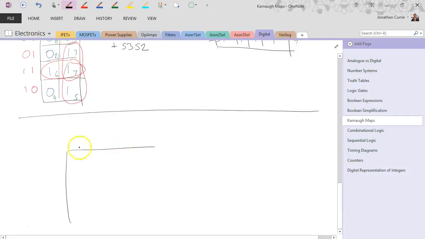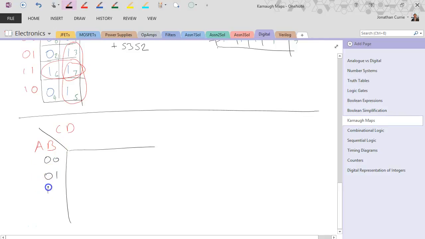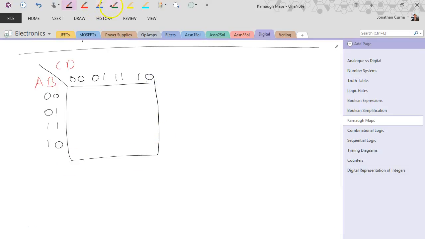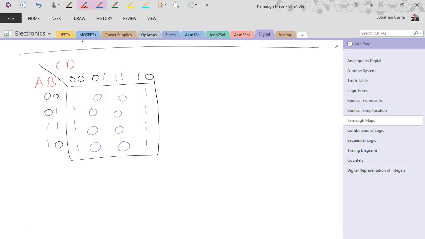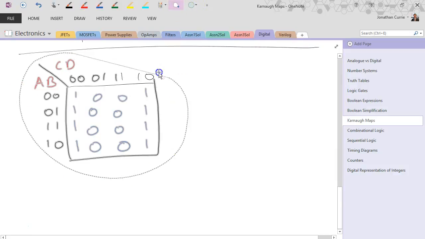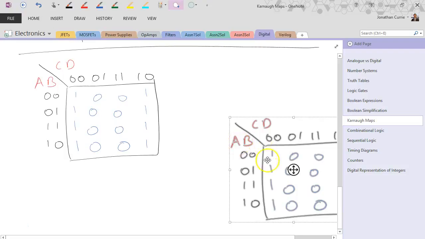Final thing I want to show you is a 4-input Karnaugh map. So in this case we might have 0, 0, 0, 1, 1, 1, and 0, just remembering that it's not in binary. I just want to give you a few examples of how you might circle things if this was your Karnaugh map. I might just copy this so we can use it again later.